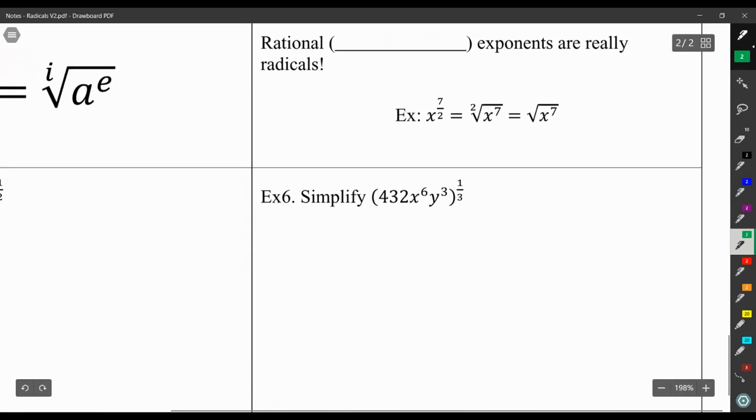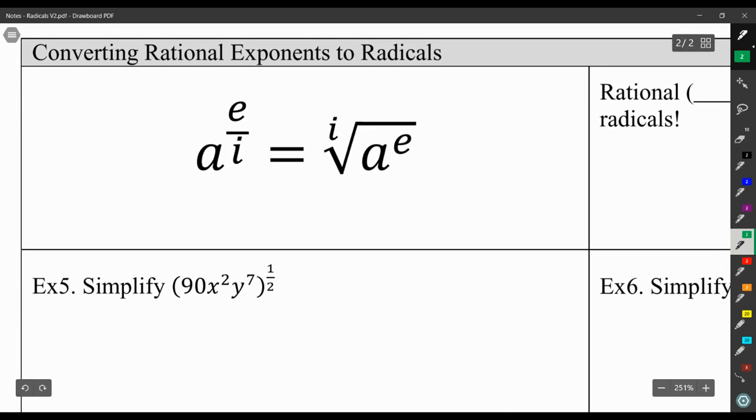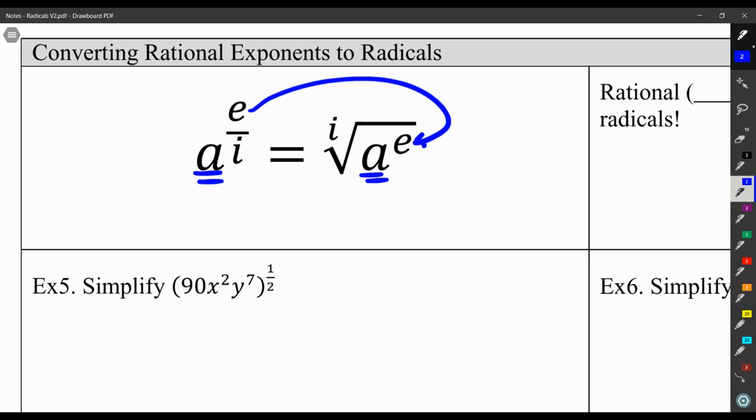Now let's talk about one more rule. When you have fractional exponents, a fractional exponent is simply a radical in disguise. The exponent is built of an exponent and the index. The numerator is the inside exponent on the base of a. The base stays the same, it's just that instead of being raised to an exponent, it is underneath a radical. The denominator is the index of your radical. That's how you change from an exponent form to a radical form. If you have something with a fractional exponent, changing it to a radical is sometimes easier to simplify.